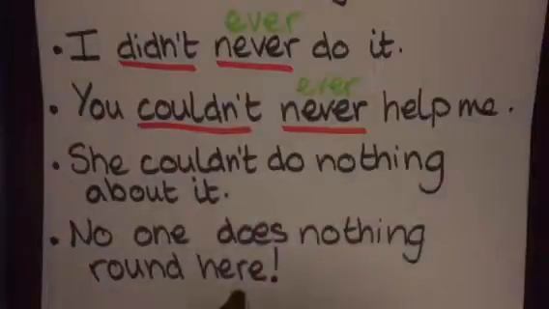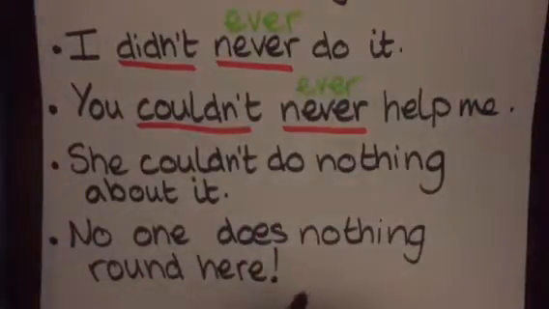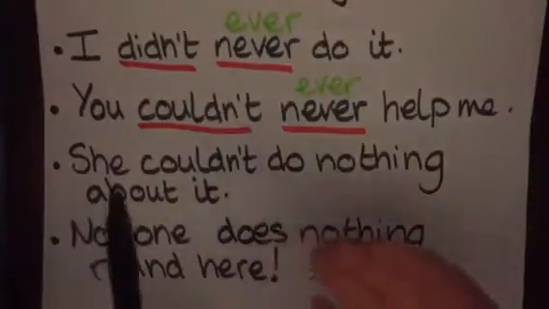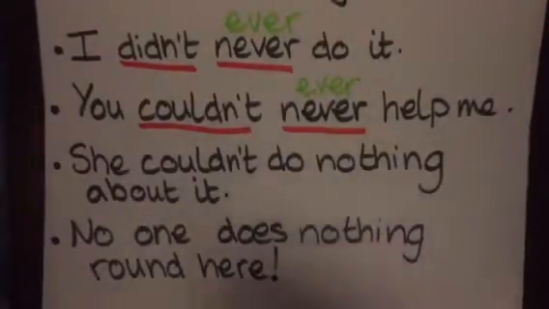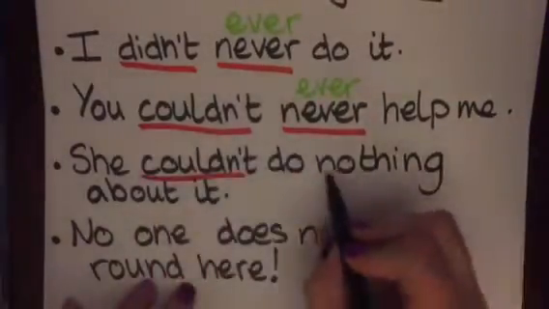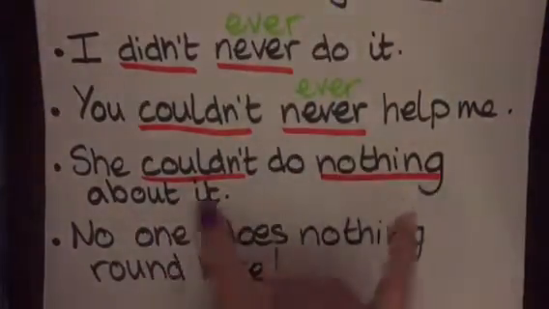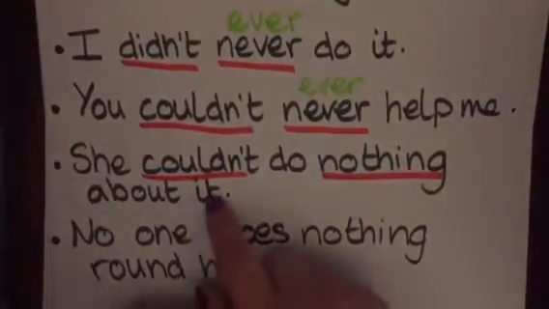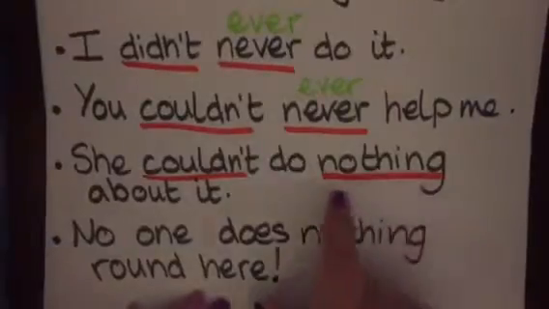She couldn't do nothing about it. What we're trying to say is that this person couldn't change what was happening. They couldn't make a change to what was going on. Couldn't is a negative. Nothing is a negative. We've got two in one sentence. So think about what it really means to say you couldn't do nothing.